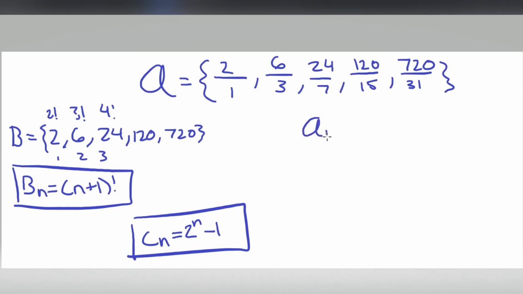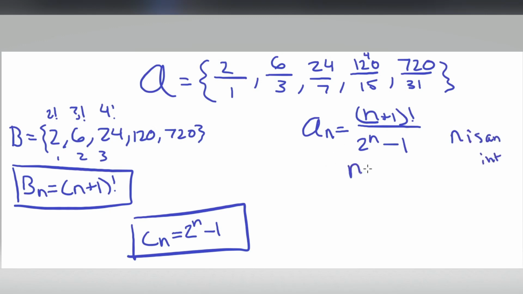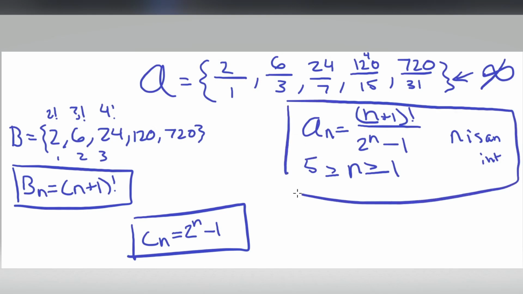We know that A sub n equals (n plus 1) factorial over 2 to the n minus 1, n is an integer, and we know that n has to be greater than or equal to 1. In this case, we're defining it explicitly, so it's not greater than or equal to 2, it's just greater than or equal to 1. Notice that this sequence right here is not infinite, meaning we have to set a top bound of 1, 2, 3, 4, 5. So this will be our final answer here.